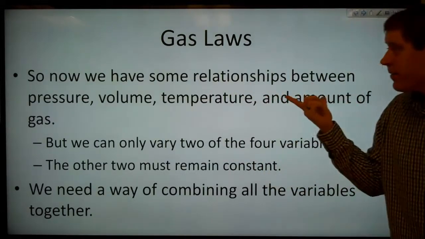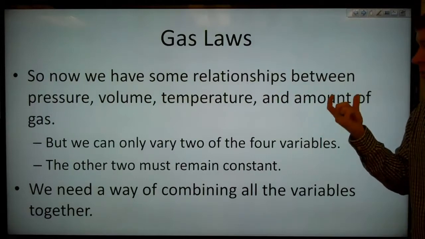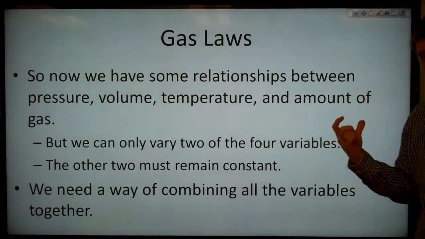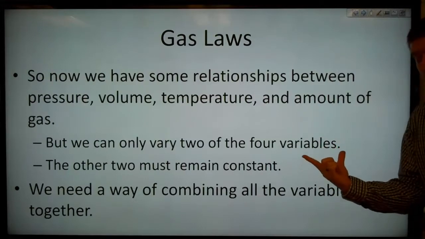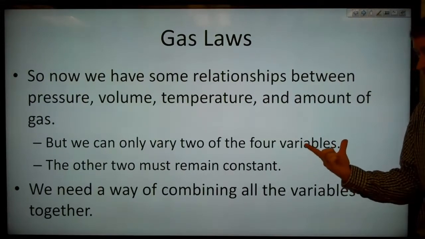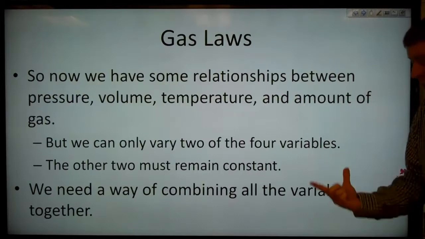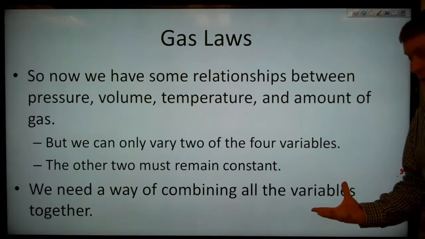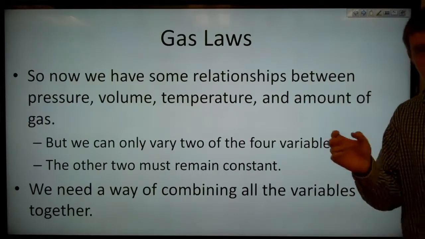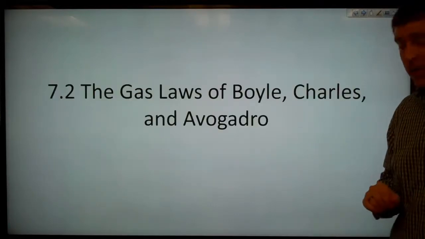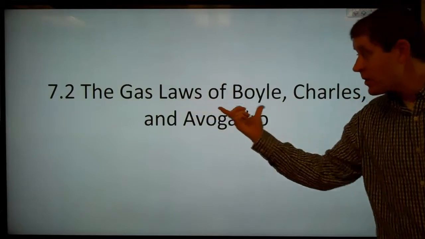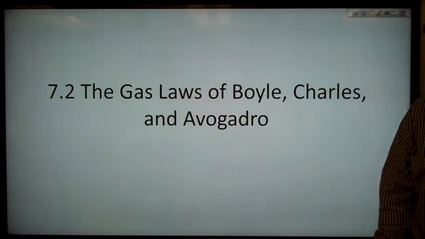So now we have some relationships between pressure, volume, temperature, and amount of gas, number of moles of gas. But we can only vary 2 out of our 4 variables. We have to keep the other 2 constant. So we need some way of combining all of our variables together so that we can change any number of them that we want. And that's going to be the next video on the ideal gas law. So that was the gas laws of Boyle, Charles, and Avogadro.